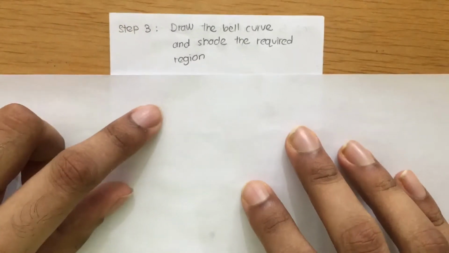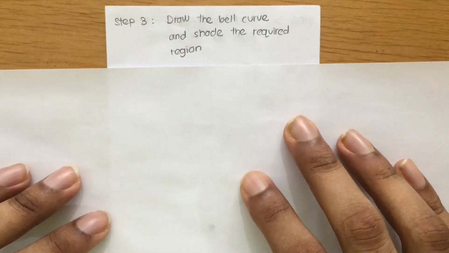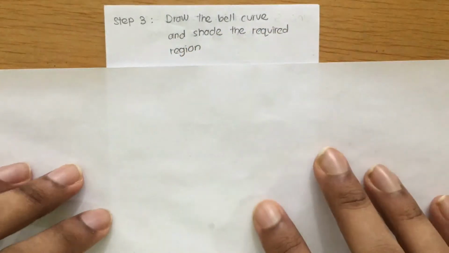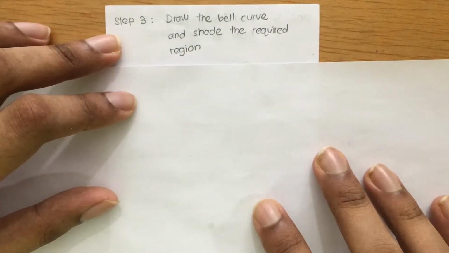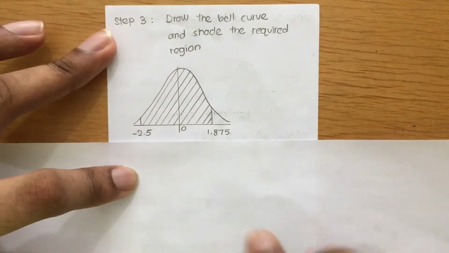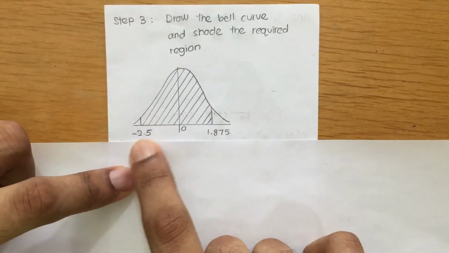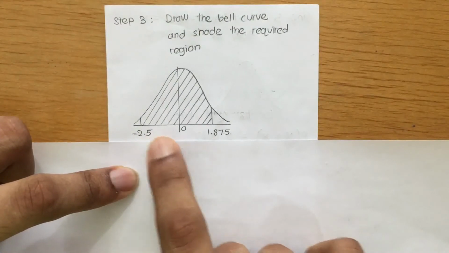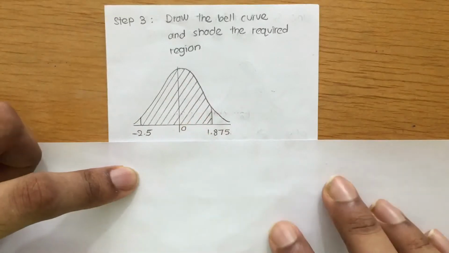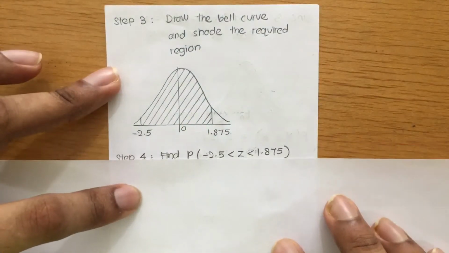Once you've identified the z values, for the next step you need to draw the bell curve and shade the required region. I've drawn the bell curve, so let me show you the bell curve diagram. So this is the required region, which is between negative 2.5 and 1.875. This is the shaded region. Okay, moving on to the next step.